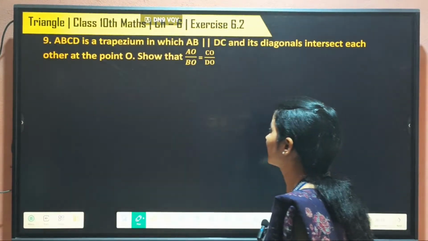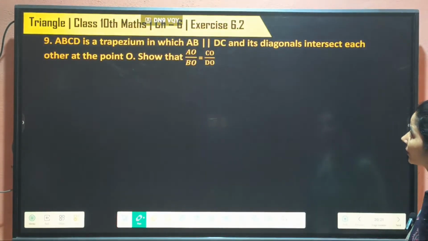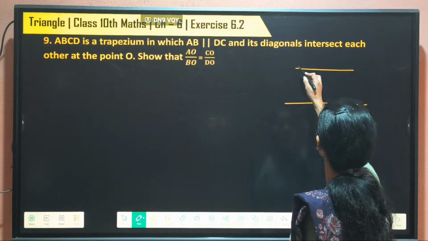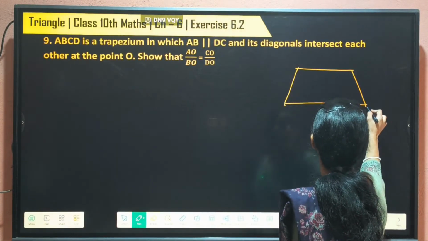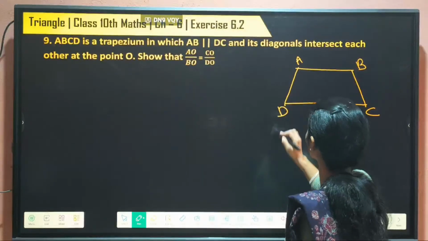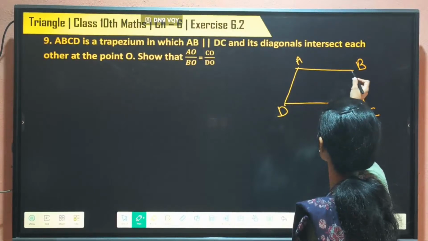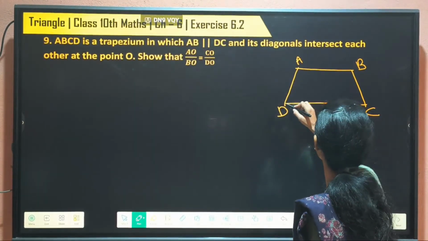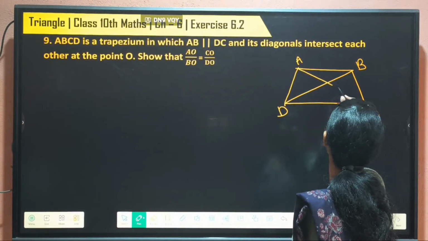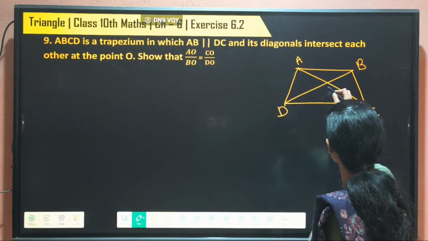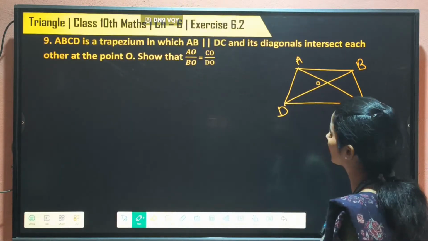ABCD is a trapezium in which AB is parallel to DC. Let us draw one trapezium. A, B, C, D is a trapezium. AB is parallel to DC and its diagonals intersect each other at point O. Draw its diagonals. These are two diagonals AC and DB. These two diagonals are intersecting each other at point O. So this point is O.